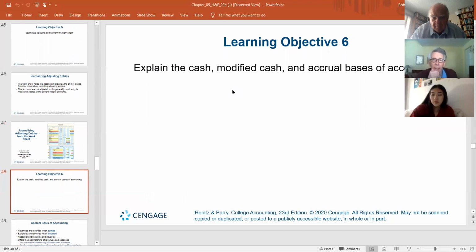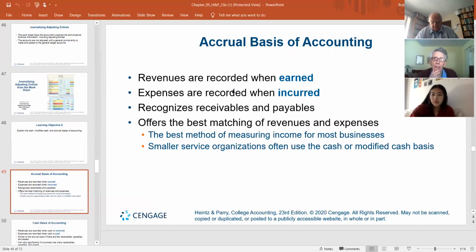We are not going to talk about cash basis or modified. Everything we do in the world is accrual accounting. Nobody uses cash accounting except maybe small businesses who don't care about borrowing money or even preparing financial statements.